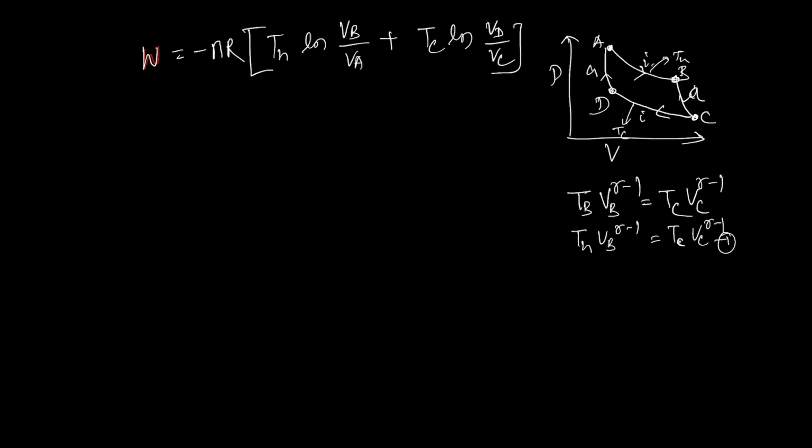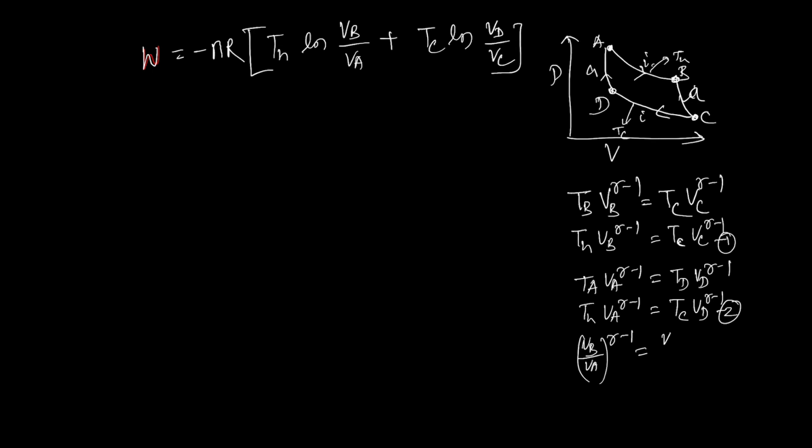A similar relation holds between D and A: Ta Va to the power gamma minus 1 is Td Vd to the power gamma minus 1. Ta is nothing but Th and Td is Tc, so Th Va to the power gamma minus 1 equals Tc Vd to the power gamma minus 1. Let us call it 2. Dividing 1 by 2, we get Vb by Va to the power gamma minus 1 is Vc by Vd to the power gamma minus 1, or Vb by Va is Vc by Vd. Let us call that 3.